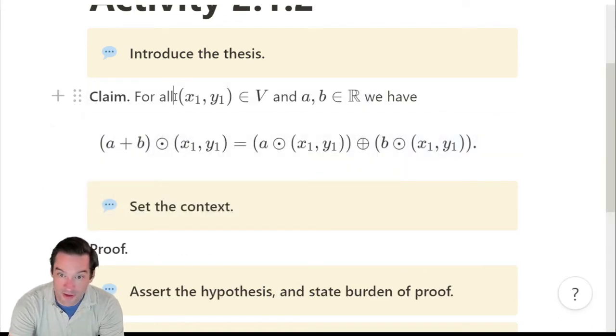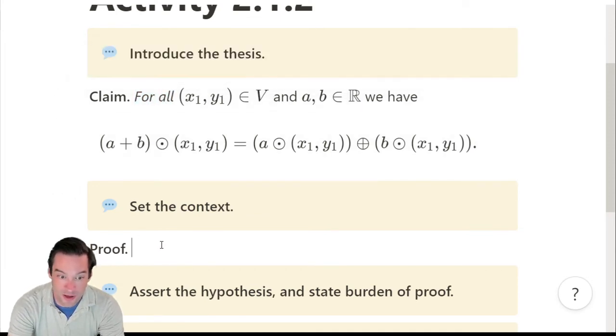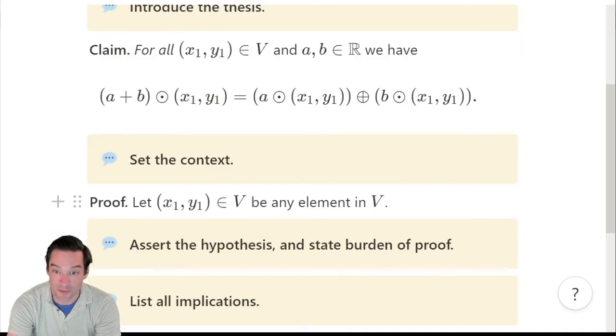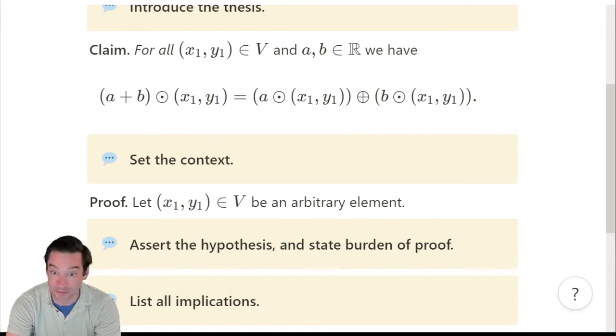So notice we have a key phrase. We have a for all here. So how should I start my proof? What should I do to try to set this context? So let's let x1, y1 be any element in V. In other words, arbitrary. I'm not going to leave that word in there, but that is what we mean there. So let's let x1, y1 in V be an arbitrary element.